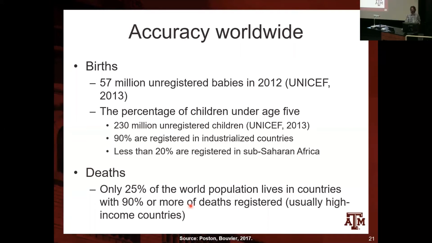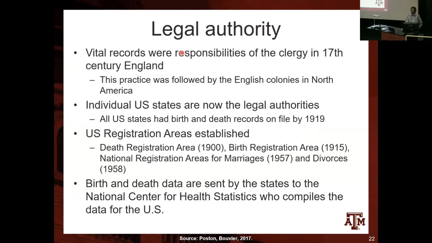There are different authorities that collect information about vital registration. So vital records were the responsibility of the clergy in 17th century England. And this practice was followed by the English colonies here in North America, in the US and Canada. And now here in the US, individual US states are the legal authorities to collect information about birth, death, marriage, and divorce. All US states had birth and death records on file by 1919.